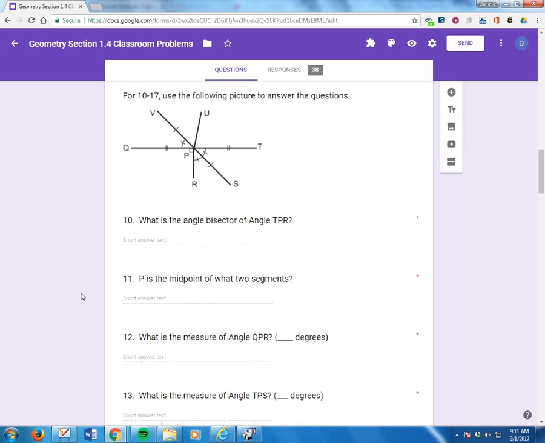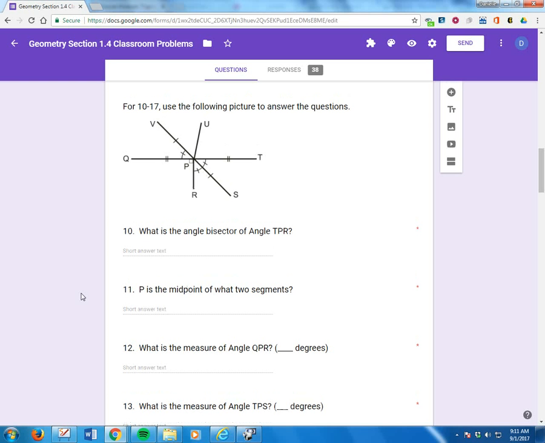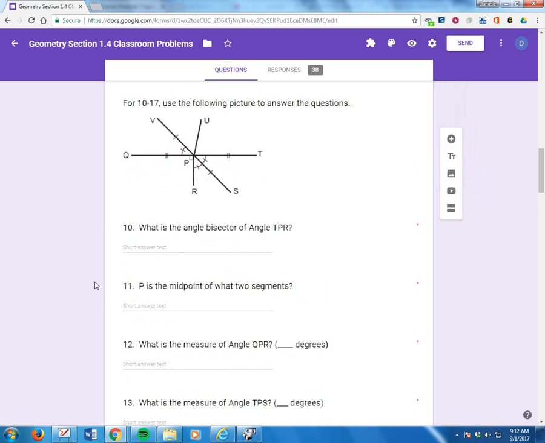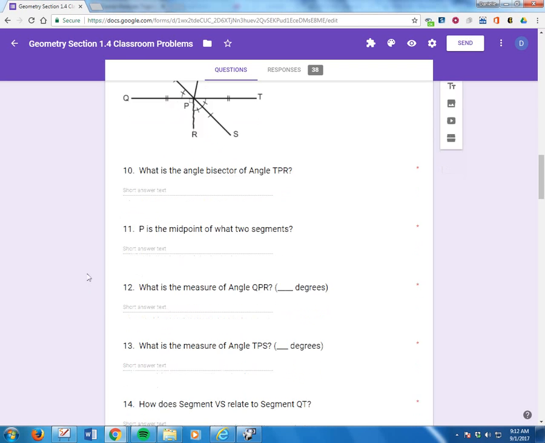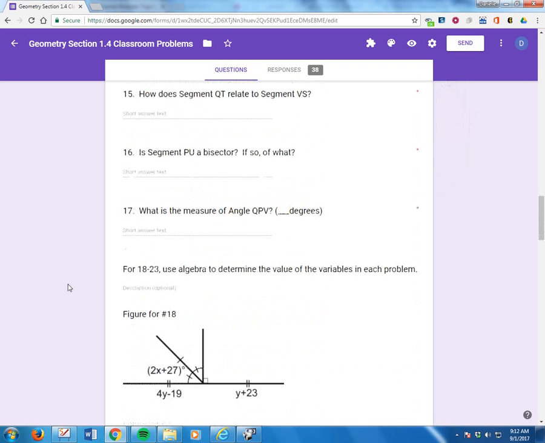What's the measure of angle QPR? You're thinking, how do I do that? Because none of these are actually marked, but we do have one marked. QPR is 90, right? Angle TPS, so this one. Well, if this is 90, half of 90 is 45. Okay, are we good on that drawing? Okay, let's go on to this drawing.